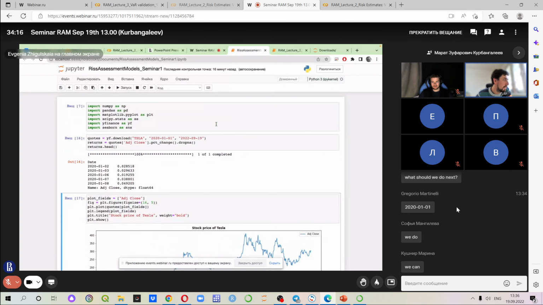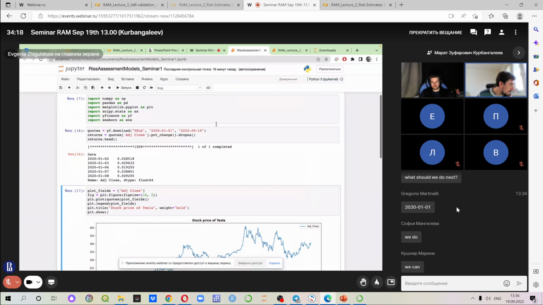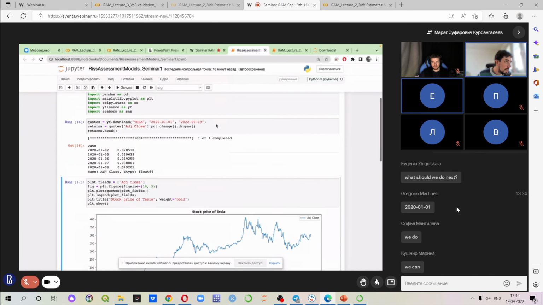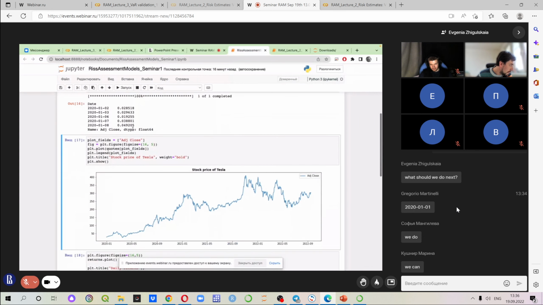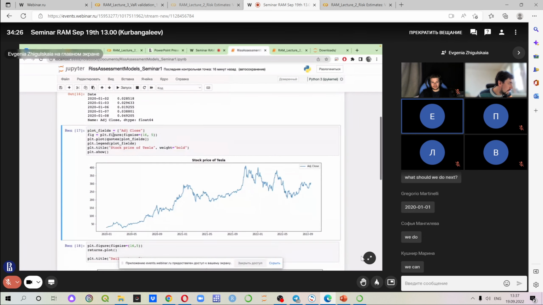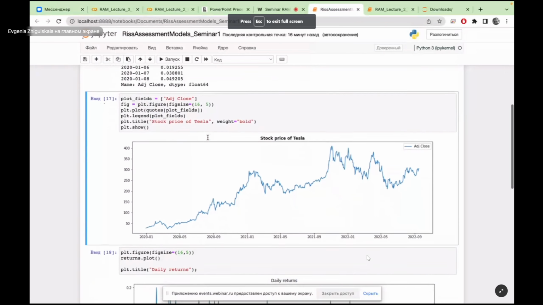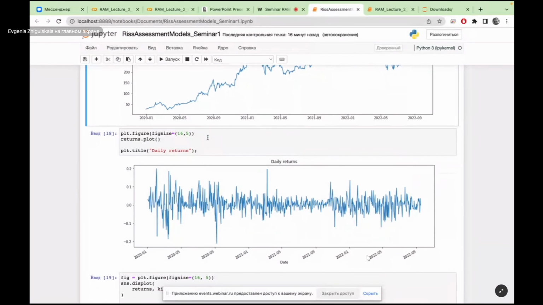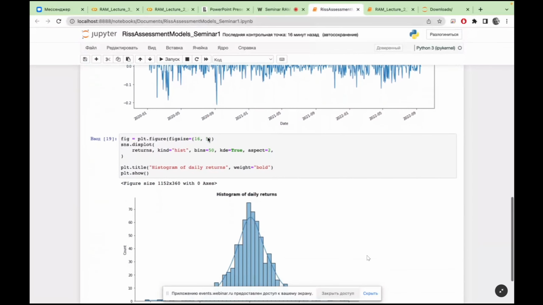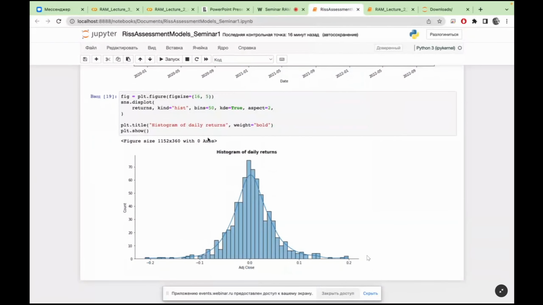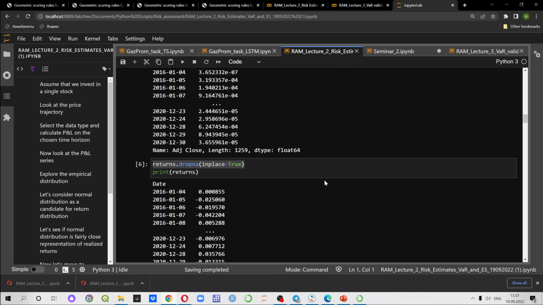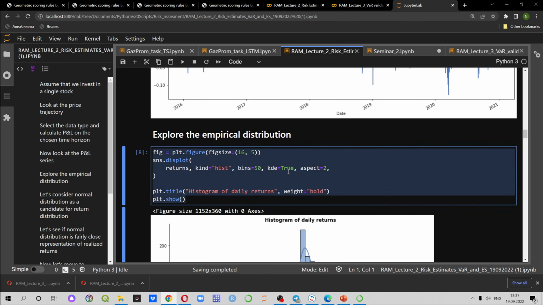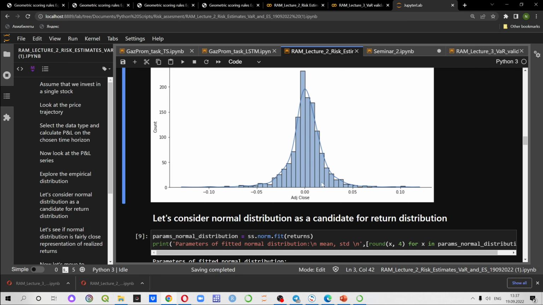Everything looks fine. So let's see. Okay, here is the path. Here is the trajectory. So this is just the plot of prices, adjusted close. And this is the plot of daily returns. And this is the time series and the histogram of returns. Nice. Okay. So yeah, great. It looks pretty fine.